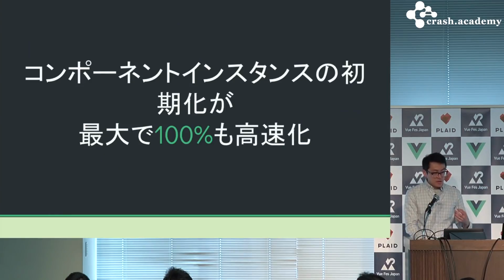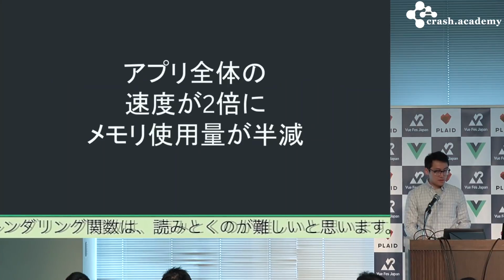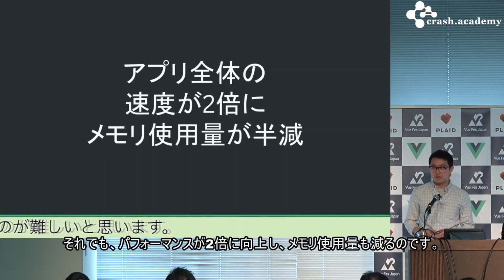Okay, so with all these optimizations and the new implementation, the new virtual DOM, new component instance proxy, all of these combined, we are able to achieve a 100% speed increase. So that means almost everything is twice as fast and uses half the memory.